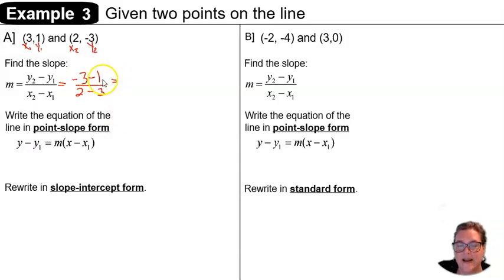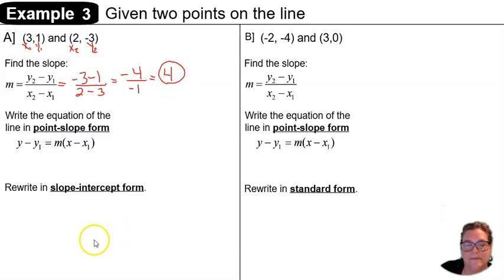So in the numerator, -3 minus 1 is a -4, and in the denominator, 2 minus 3 is a -1. When we simplify this fraction, a negative divided by a negative is a positive, and there's our slope. The slope here is going to be 4 for the line. Now that we have a point and a slope, we can use point-slope form of the line.